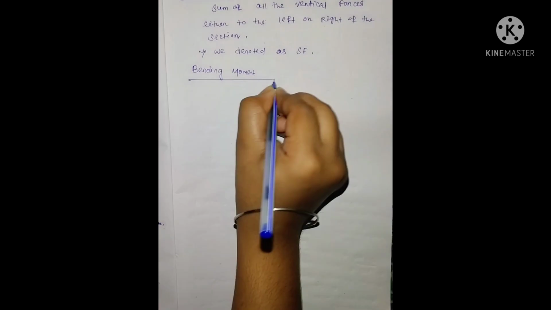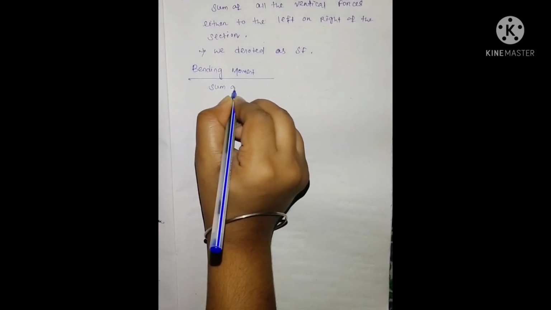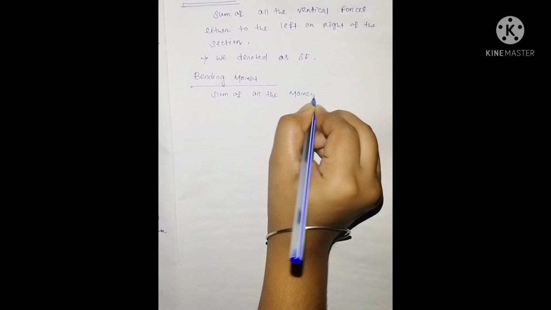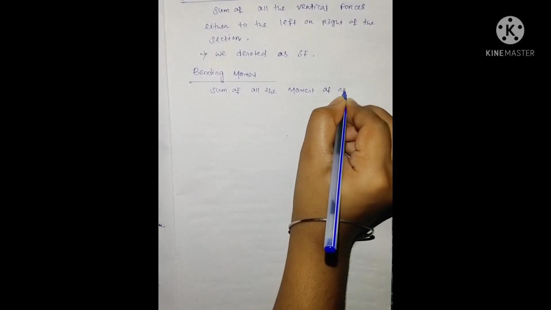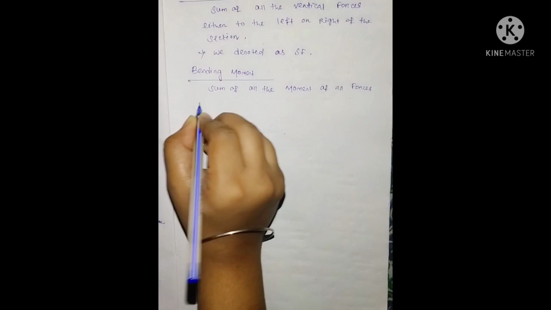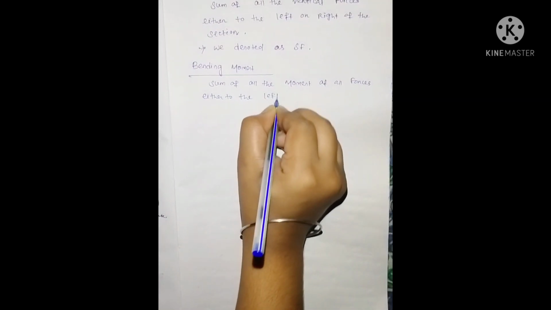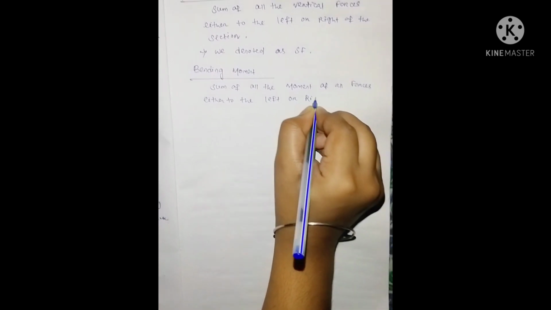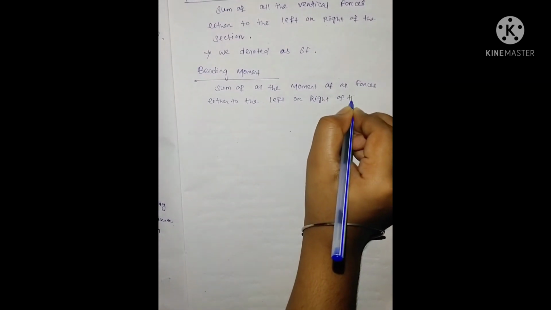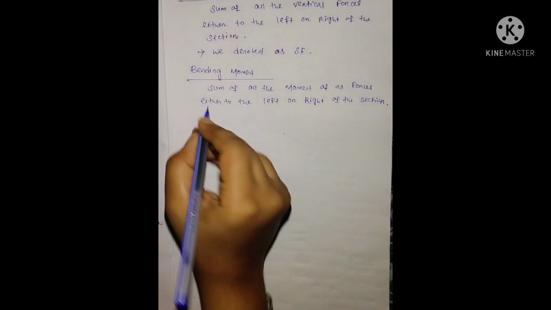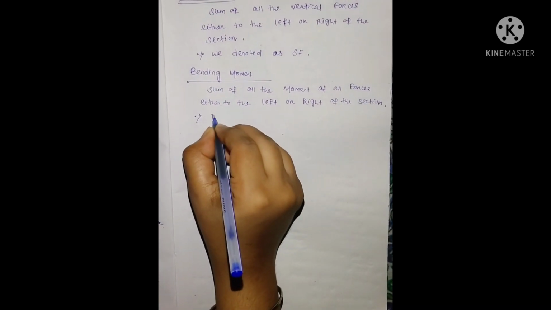What is bending moment? Bending moment is the sum of the moments of all forces either to the left of the section or right of the section. It is denoted as BM.